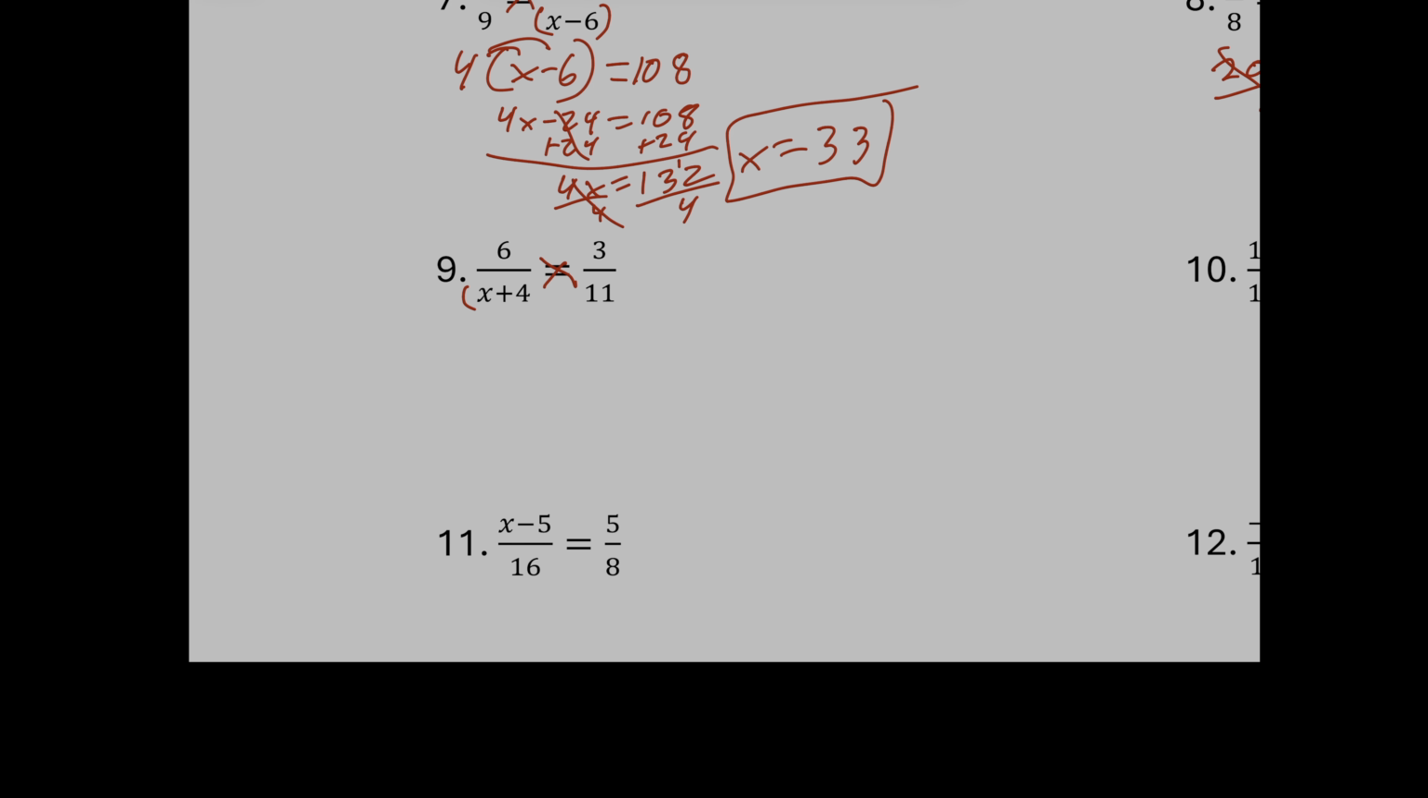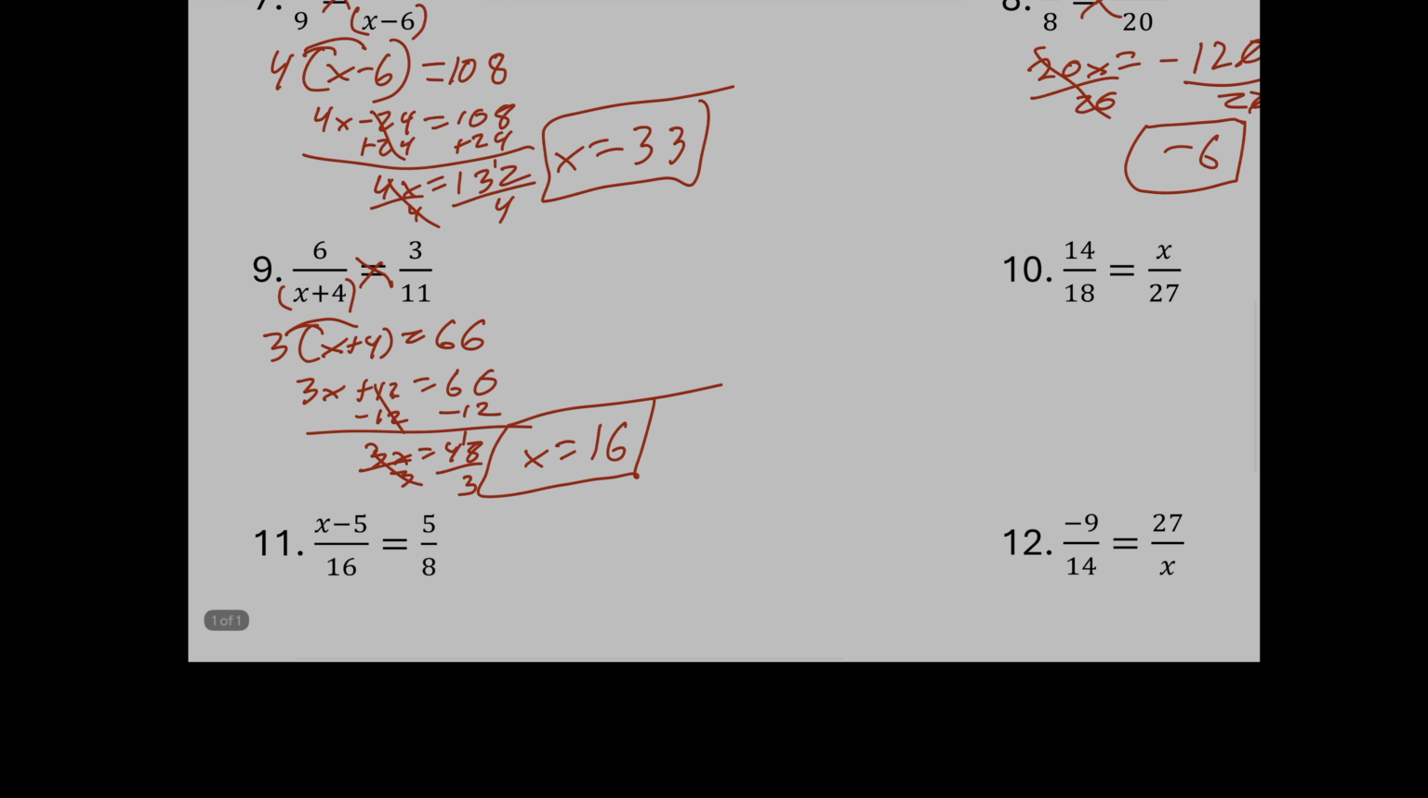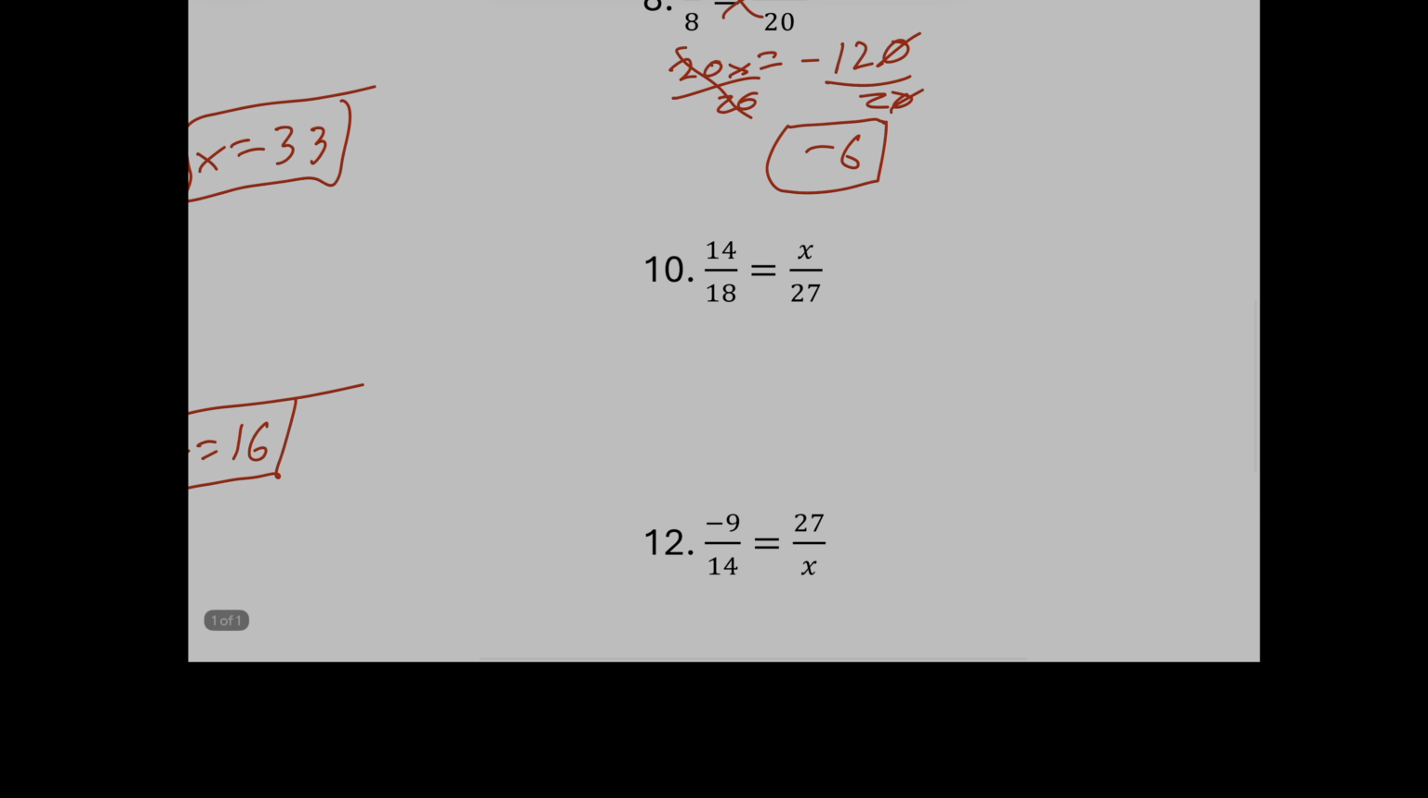Okay, right here, treat that like a parentheses. 3 parentheses x plus 4 equals 66. Now, when I distribute through, I get a 3x plus 12 equals 66. Now I'm going to subtract 12 from both sides. Boom. 3x equals 48. And when I divide each side by 3, x equals 3 goes in the 4 once with 1 left over. 3 goes in the 18 6 times. I hope that little trick helps you with your division with single numbers.